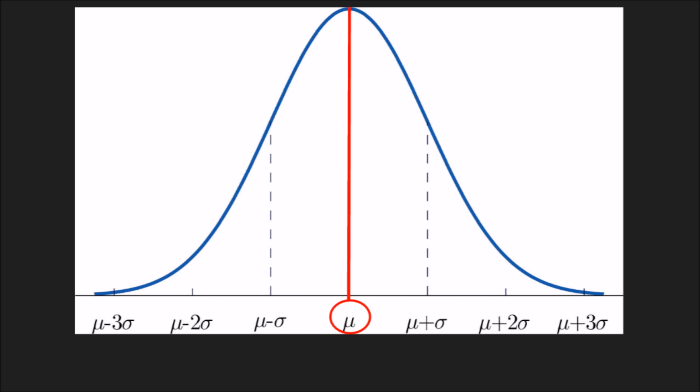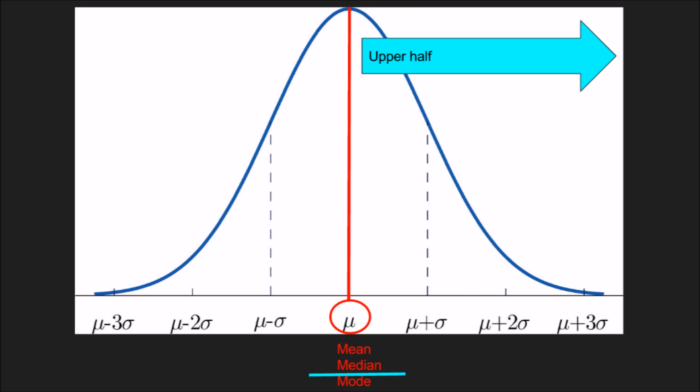For normally distributed populations, the mean is the same as the median is the same as the mode, which is special because that doesn't normally happen with any old dataset, only normal datasets. Since mu also represents the median as well as the mean on the bell curve, half of your data will be above and half of it will be below.